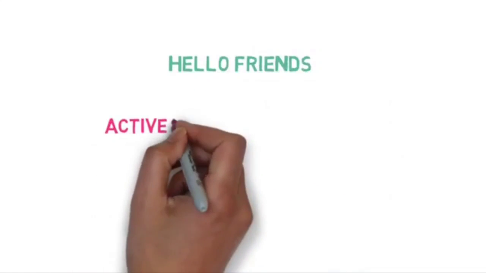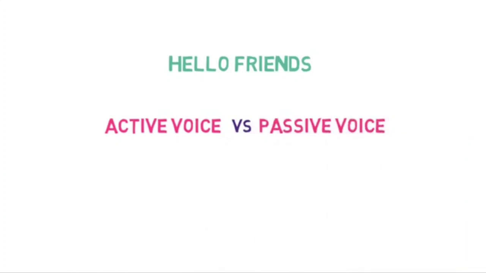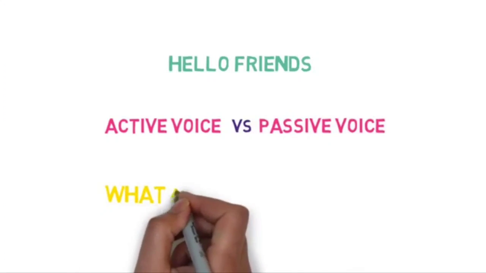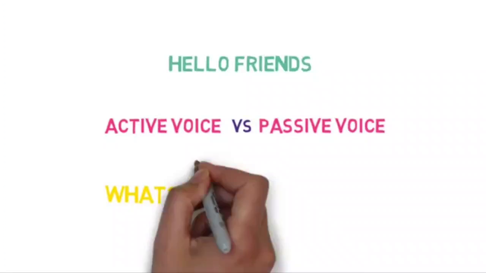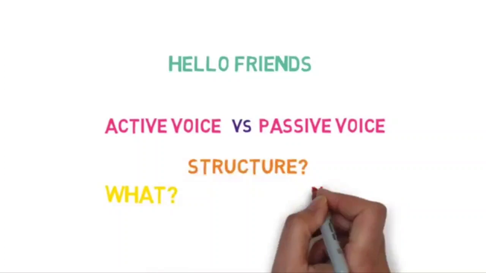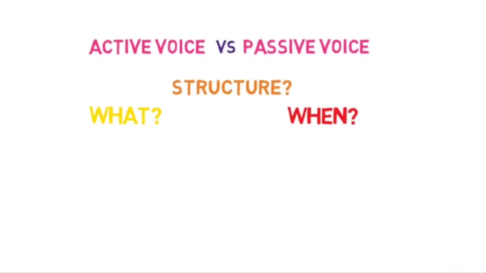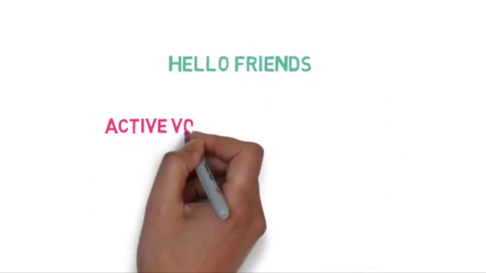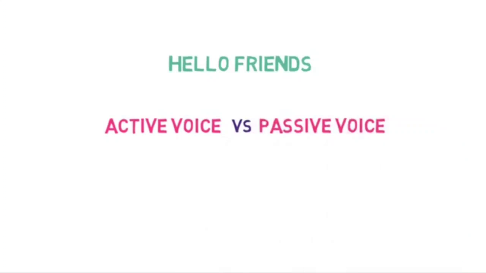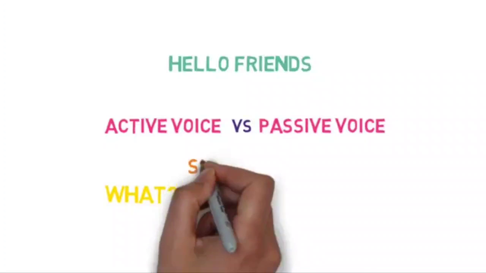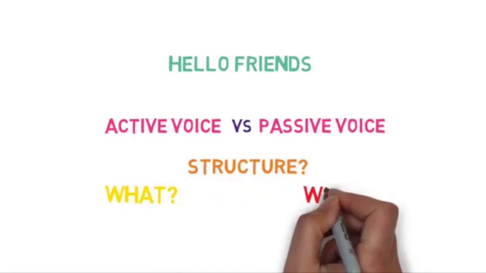Children, today we are going to see active voice and passive voice. We are going to see three things here. First one, what is active voice and passive voice, its structure, and when you have to use it. So children, first we are going to see the basic things of active and passive voice. Then next we are going to see the conversion of active and passive voice.